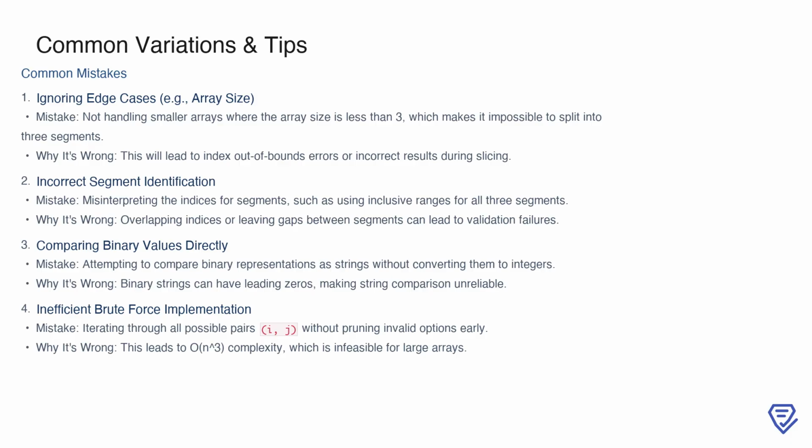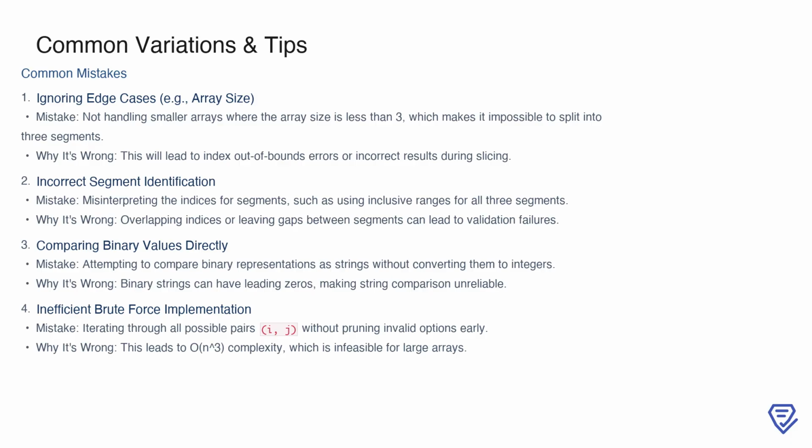When working on this problem, it's important to be mindful of some common mistakes that can trip you up. One major oversight is ignoring edge cases, such as arrays that are too small to be divided into three parts. If the array has fewer than 3 elements, splitting it into 3 segments isn't possible, and failing to check for this can lead to errors like index out of bounds or invalid results.